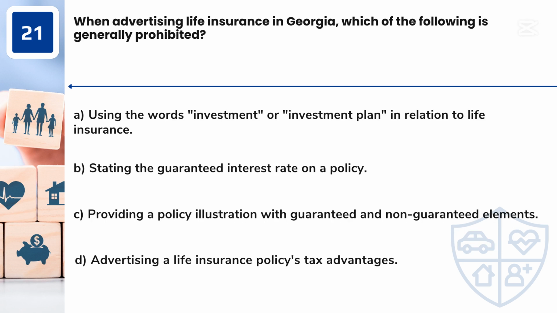Question 21. When advertising life insurance in Georgia, which of the following is generally prohibited? A. Using the words investment or investment plan in relation to life insurance. B. Stating the guaranteed interest rate on a policy. C. Providing a policy illustration with guaranteed and non-guaranteed elements. D. Advertising a life insurance policy's tax advantages.